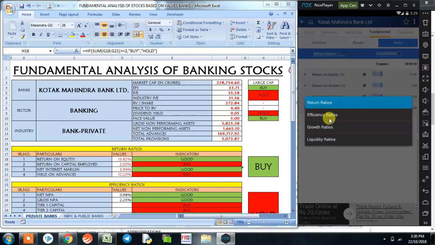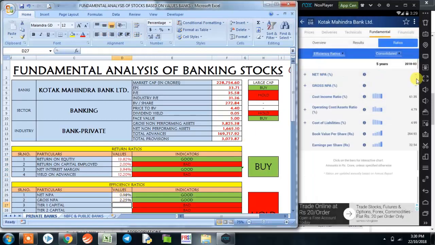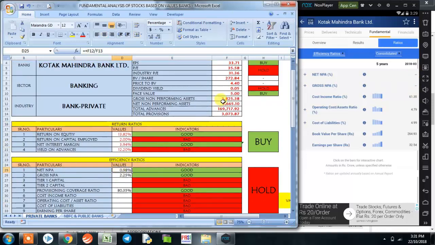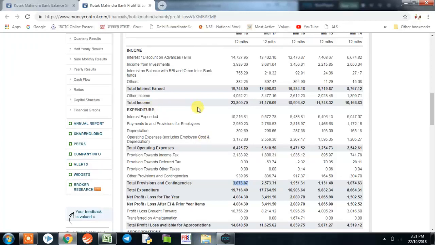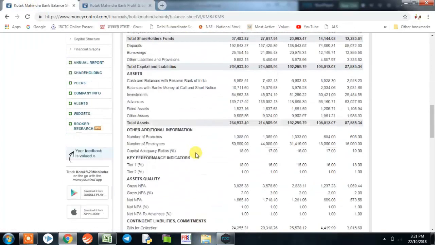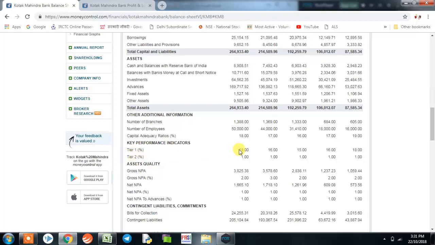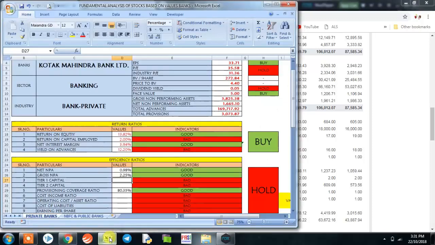Now coming on to efficiency ratio. Here we could see that the net NPA and gross NPA are not given, but we have already calculated those values. So the net NPA is 0.98%. The gross NPA is 2.25%. For tier 1 capital and tier 2 capital, we'll again have to go to the Money Control website, and in the balance sheet we could see tier 1% and tier 2%. Tier 1 is 18 and tier 2 is 1. Now we feed this information onto our program. Tier 1 is 18%, tier 2 is 1%.